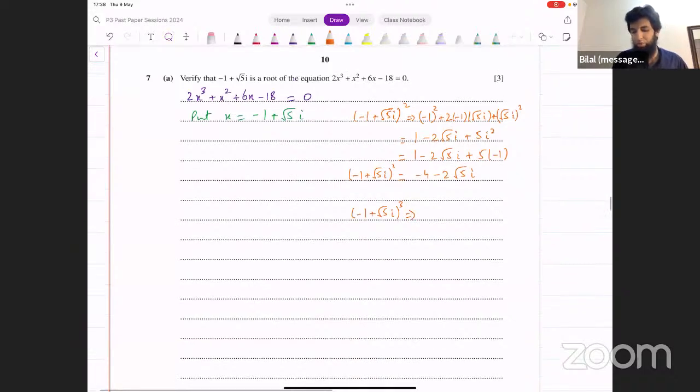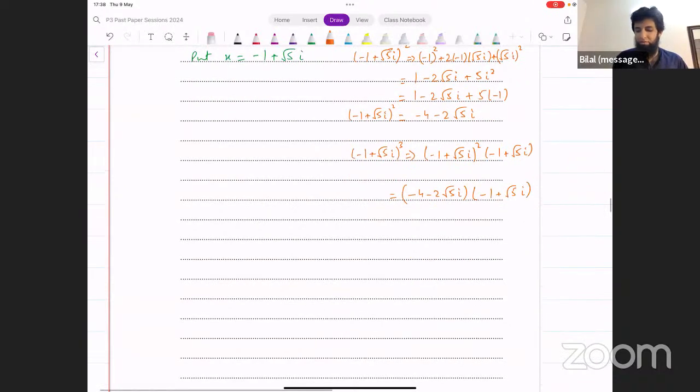You can break it down into two parts. You can say it's (-1 + √5 i) squared into (-1 + √5 i). You can also do it like this, break it into two powers, 1 power 2 and 1 power 1. And now, since you've already evaluated the square, you can use that result. Okay, so you can say this is (-4 - 2√5 i) multiplied by (-1 + √5 i). And that is going to give you the cube.